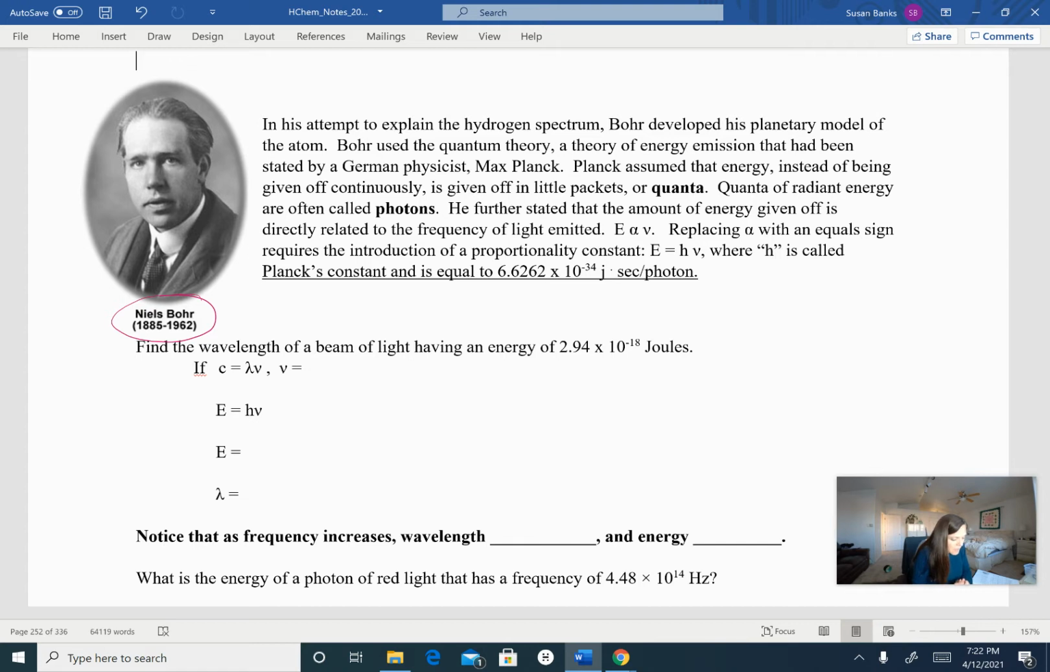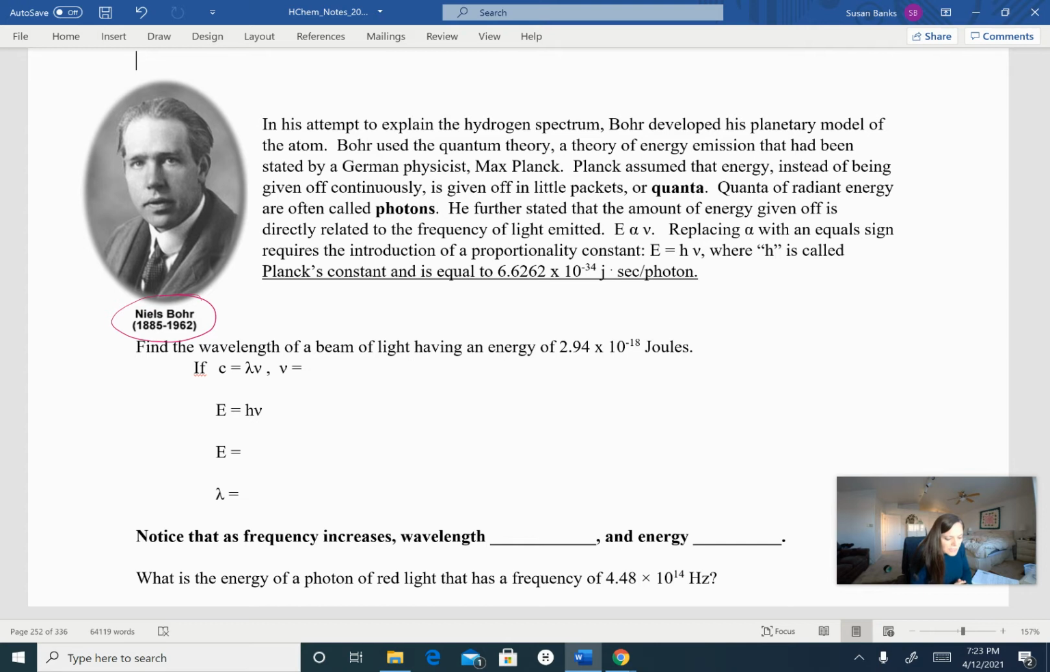All right, so in his attempt to explain the hydrogen spectrum, Bohr developed his planetary model of the atom. Bohr used the quantum theory, a theory of energy and emission that had been stated by German physicist Max Planck. And by the way, the Max Planck Institute is a huge science institution in Göttingen, Germany, that has some of the world's premier science going on there. Absolutely amazing institution.